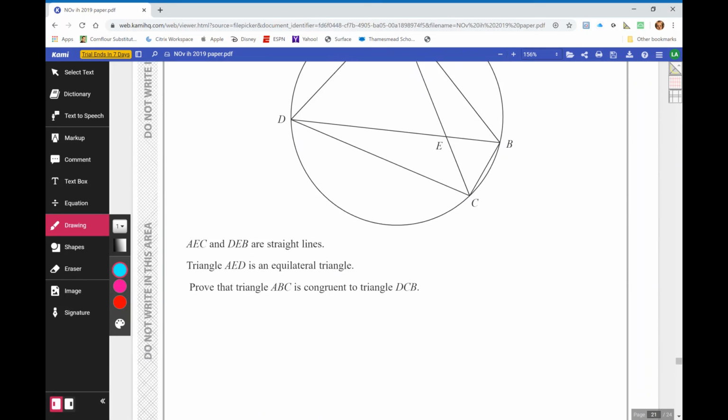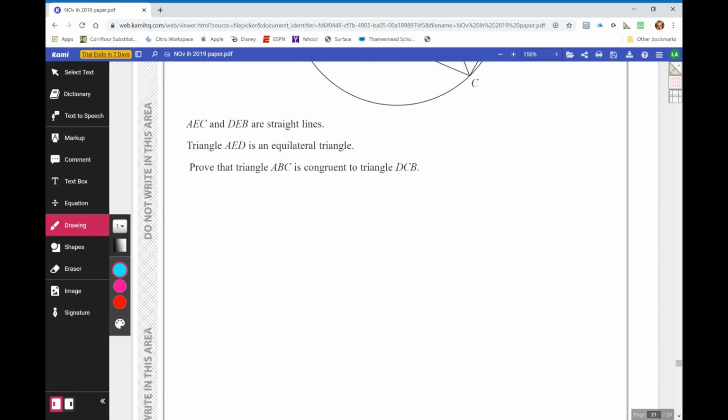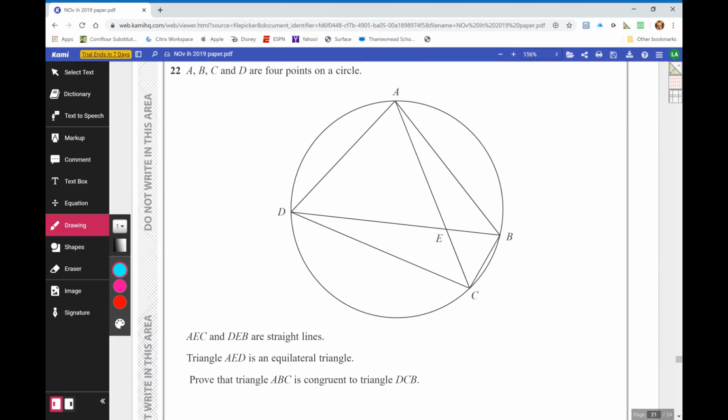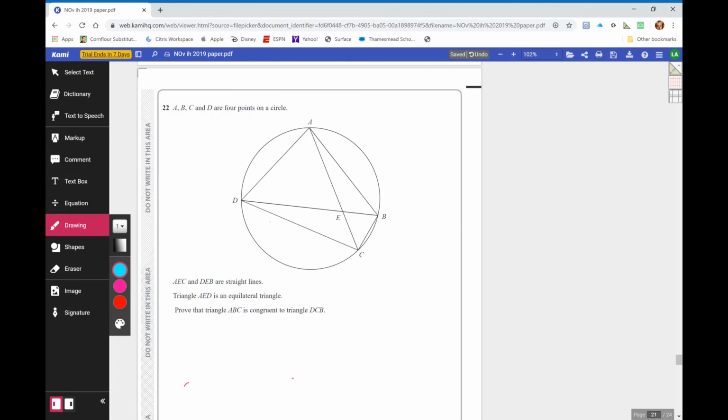Question number 22 is the last on the paper. A, B, C, D are 4 points on a circle. A, C and D, B are straight lines, so it's just saying that that's straight and that's straight.